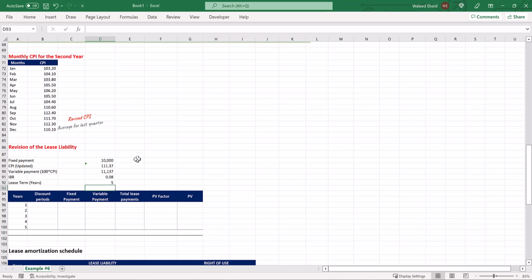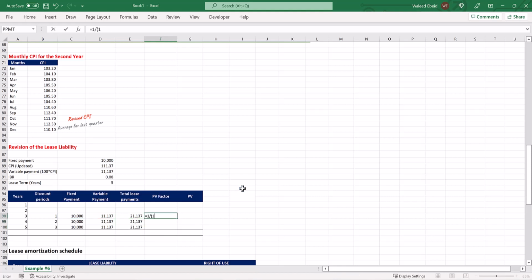Now, let us calculate the revised lease liability at the end of the second year, and it will be the present value of the remaining 3 lease payments. So here is the number of discount periods starting from the third year. And the fixed lease payment, 10,000. The revised variable lease payment, 11,137. The total lease payment is 21,137 that will be made starting from the third year.